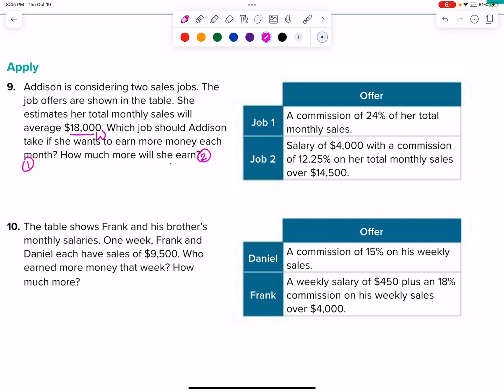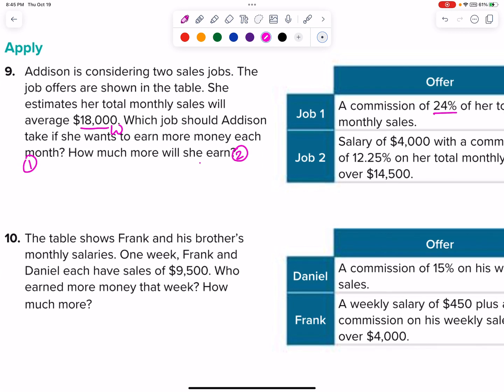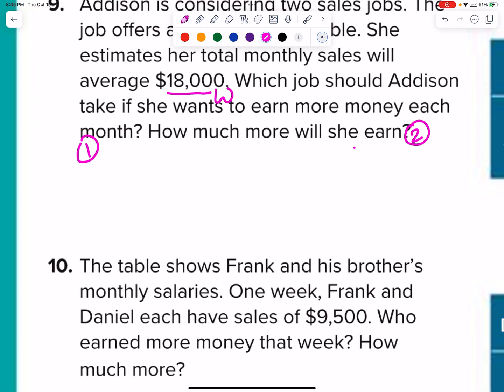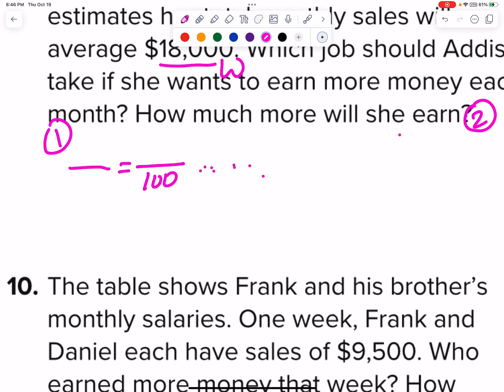All right, so let's start comparing. Let's start off with job 1, which is just her getting a flat 24% of her sales. So let's find out what is 24% of the 18,000. Okay, so set up our proportion equation, and we know it's out of that. What was it? 24%. What is 24% of the original 18,000?